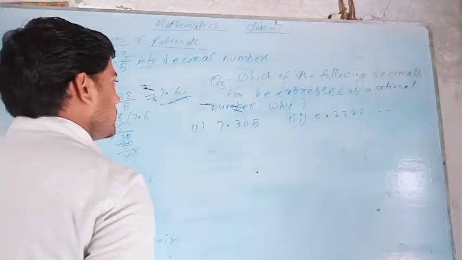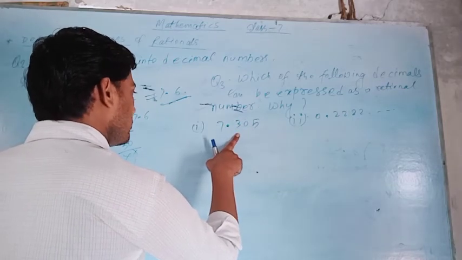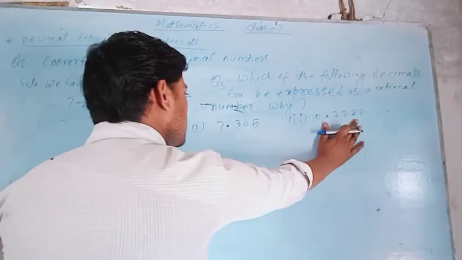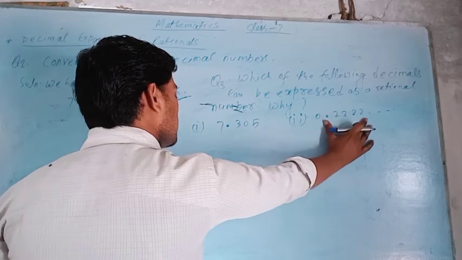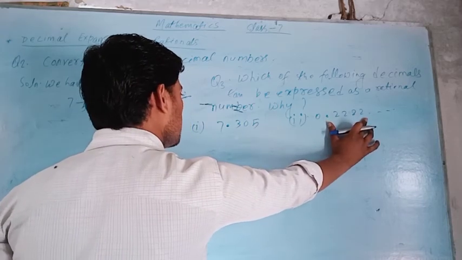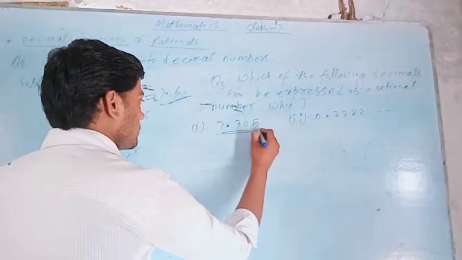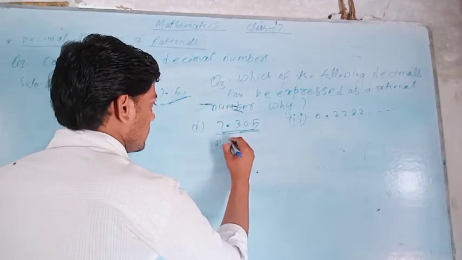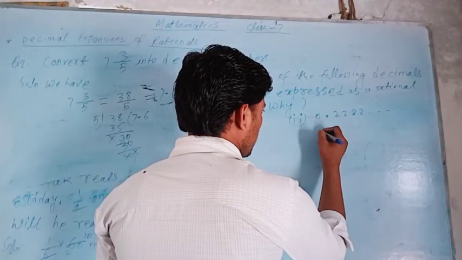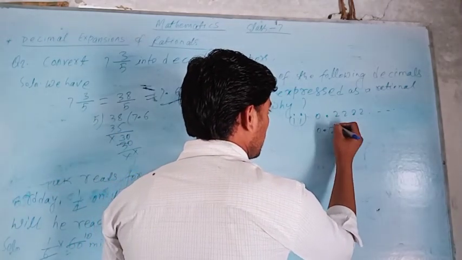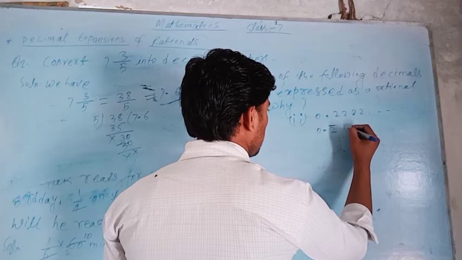As we know, if decimal expansion is terminating, then it is a rational number. If decimal expansion is non-terminating, non-repeating, that is an irrational number. If decimal expansion is non-terminating, repeating, then that is a rational number. So here decimal expansion is terminating, so it is a rational number. And here decimal expansion is non-terminating, but it is repeating because only 2 is coming again and again, so it is also a rational number.